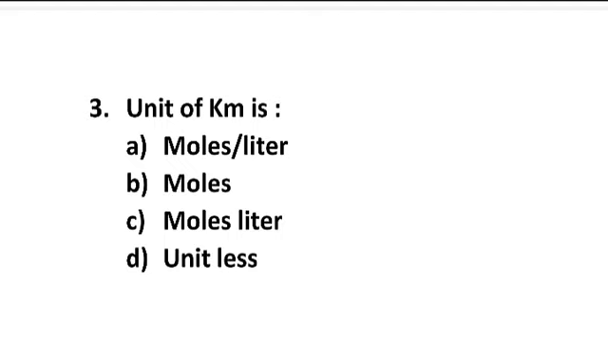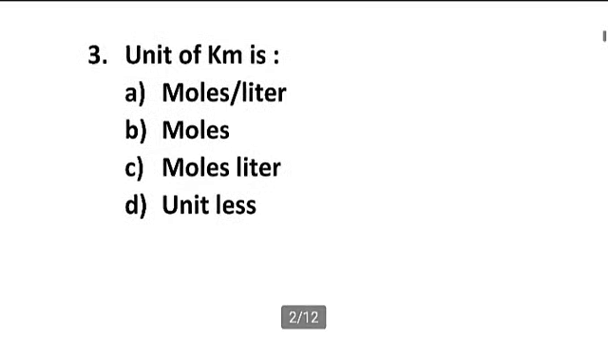We know Michaelis constant, that is Km, is the mathematical expression of the substrate concentration at which the chemical reaction catalyzed by an enzyme attains half of its maximum velocity. So it is basically a substrate concentration. So its unit is moles per liter. Right option is option A, that is moles per liter.